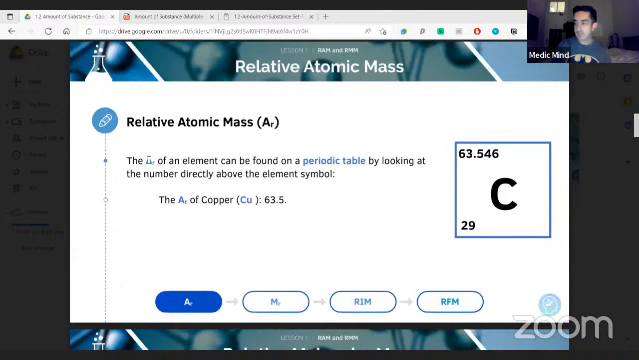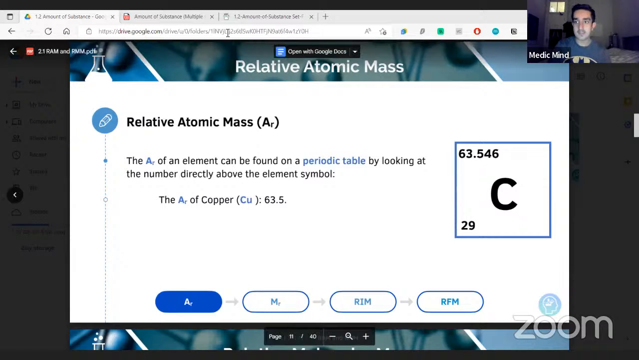The relative atomic mass can be found on a periodic table by looking at the bigger number above the element symbol. It is normally above, but in some of the older periodic tables, you'll spot that it will be below. It does depend on the country and the structure. So the relative atomic mass is the bigger number on the periodic table.